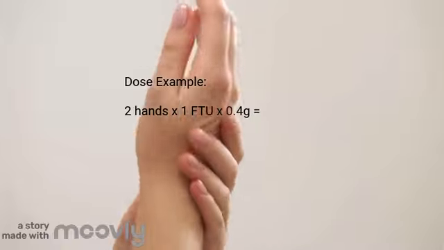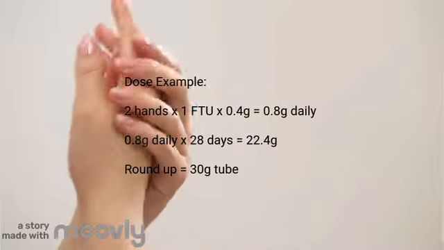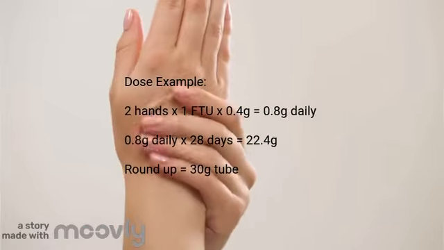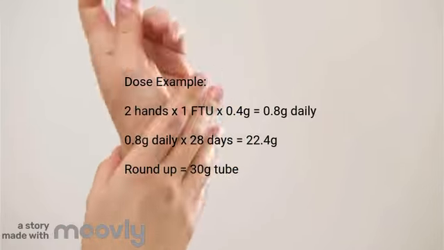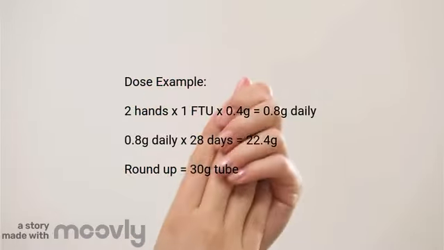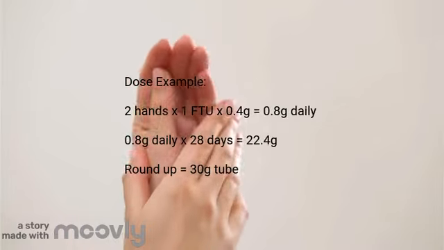For example, if a woman applies a cream to both hands once daily, she will need 2 hands times 1 FTU times 0.4 grams, which is 0.8 grams daily. If she is using this for 4 weeks, she will need 0.8 grams times 28 days, which equals 22.4 grams, so she will require a 30-gram tube.